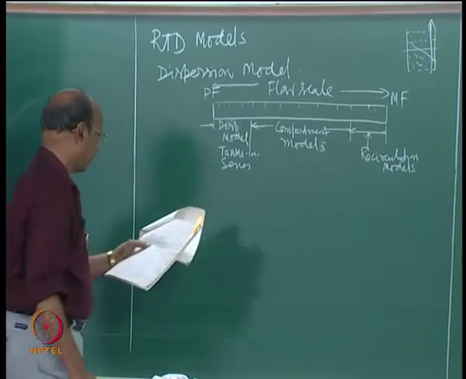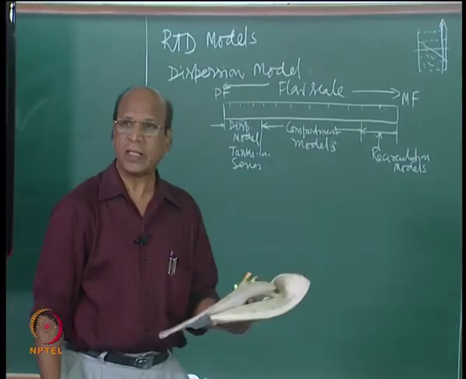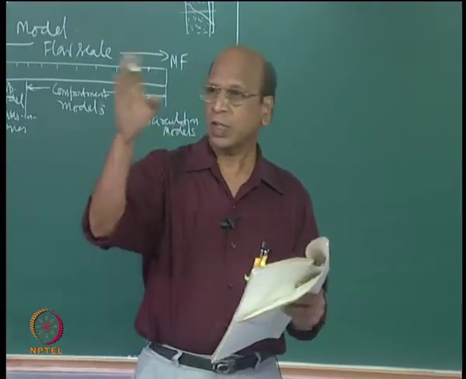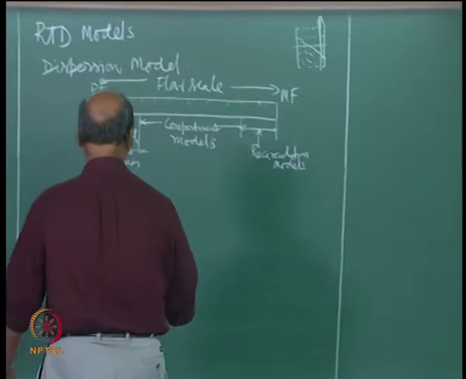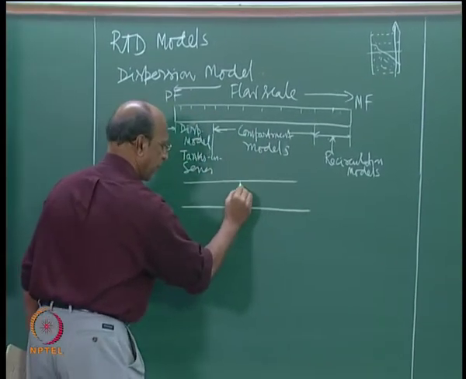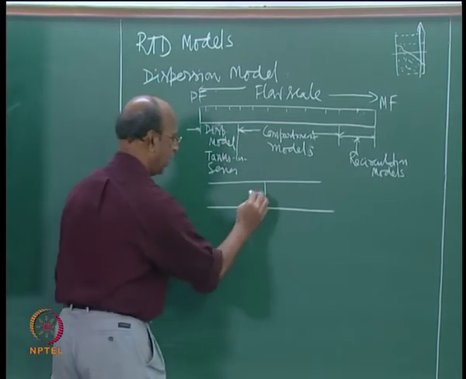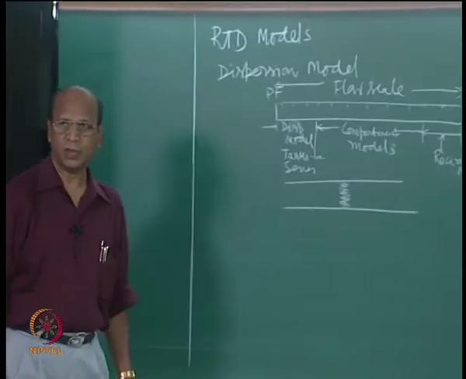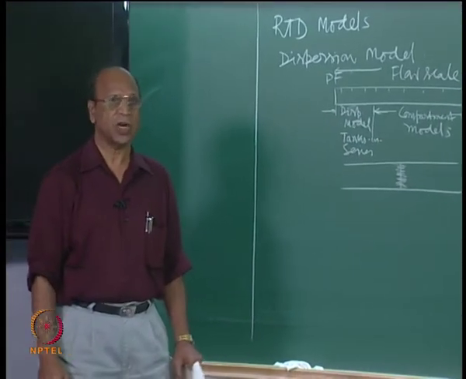Please take the dispersion model. We know that in the dispersion model, diffusion is the main important criterion, and that too in the axial direction. So, when I have a plug flow reactor like this, what I expect is a flat velocity profile, but over which we have this kind of disturbance. This is called axial mixing.